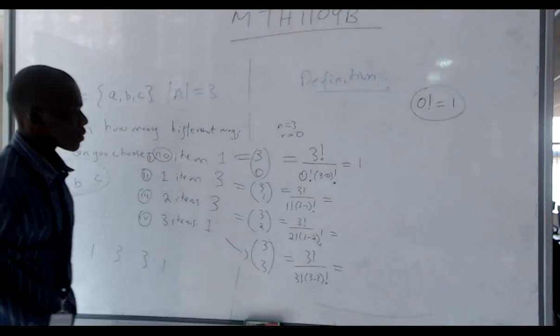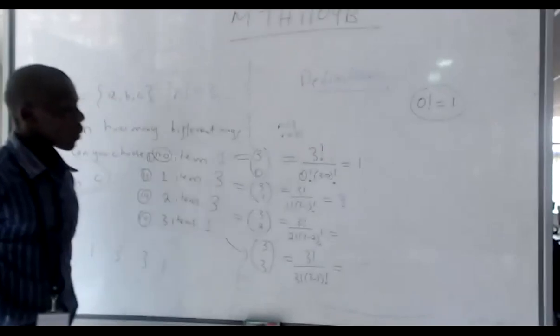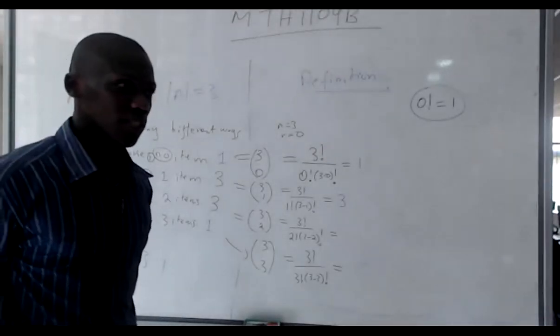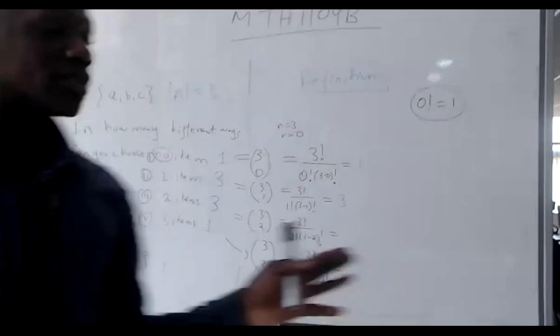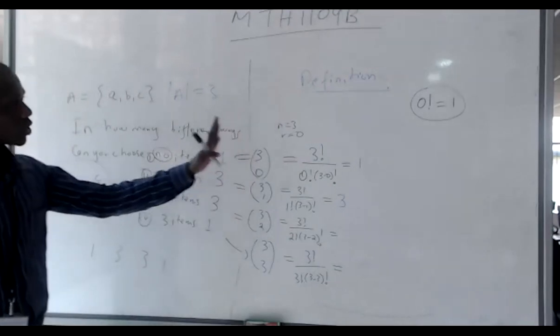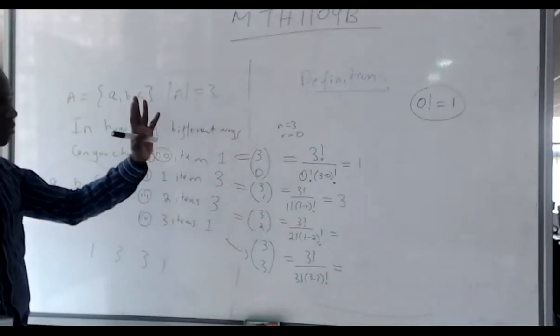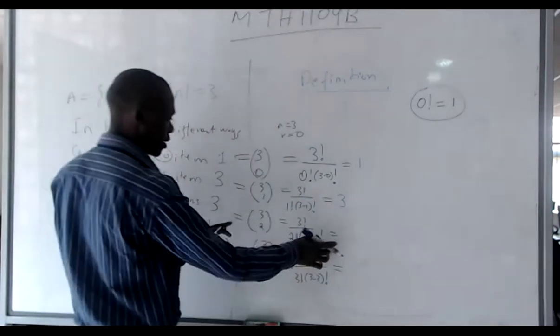Six over 2, which is 3. Plus 3. Make sure you understand this, because this is all you need to understand for you to do binomial expansion. Make sure you understand how to compute the factorials. What does it mean for n combination R? How about this third guy?